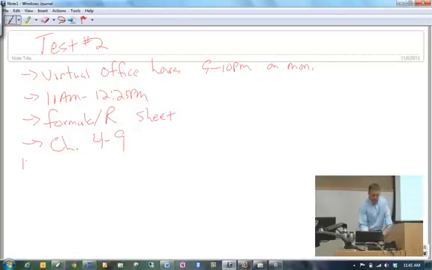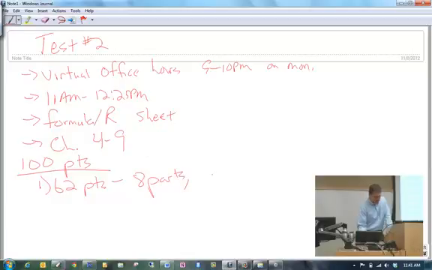The actual test structure: there's 100 points possible. There's just 3 problems. The first problem is 62 points. There are 8 parts. You're going to get some data, and you're going to need to use R. So just make sure you can do some stuff with R and that you can interpret the corresponding R results that you get. Problem number 2 is 38 points.